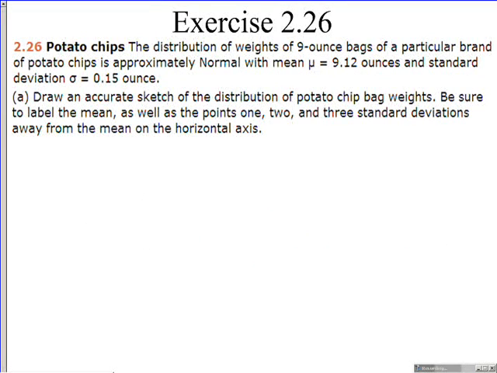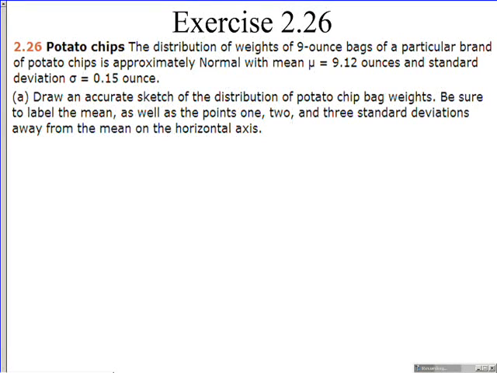Problem 26. The distributions of the weights of 9-ounce bags of a particular brand of potato chips is approximately normal with a mean of 9.12 ounces and a standard deviation of 0.15 ounces. Draw an accurate sketch of the distribution of potato chip bag weights. Be sure to label the mean as well as the points 1, 2, and 3 standard deviations away from the mean on the horizontal axis.